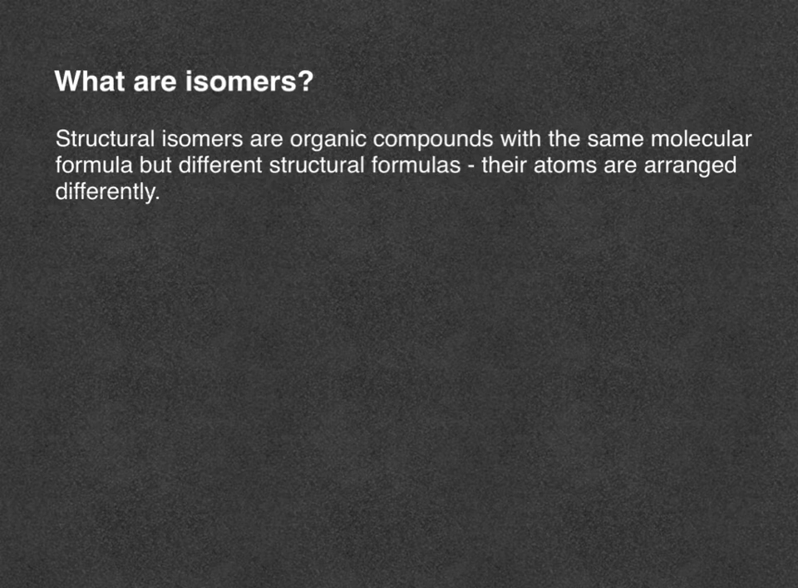In this video, we're going to explore isomers, what they are, and how we go about drawing them given a molecular formula. So first, what are isomers? In this course, we're only going to deal with structural isomers. Structural isomers are organic compounds with the same molecular formula, but different structural formula. So their atoms are arranged differently. So we're going to look at the different structural isomers of a single compound, C4H8.